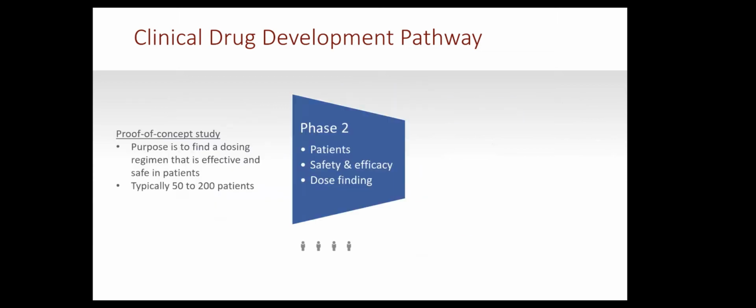So then we come to phase two. We've learned about safety and tolerability from our phase one, and the purpose of phase two is really to find a dose regimen that's effective and safe in patients. Often studies will range from somewhere between 50 to 200 patients. And one of the questions asked is, how does it compare testing a low dose or a medium dose or a high dose versus a placebo?